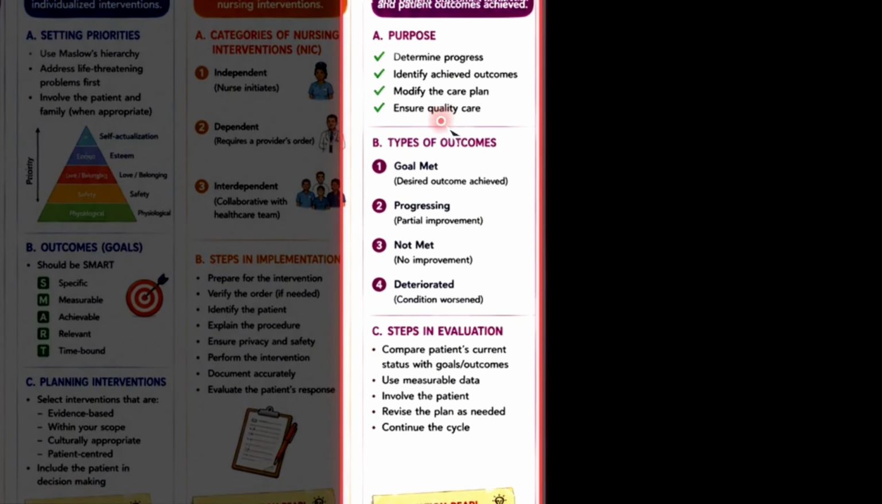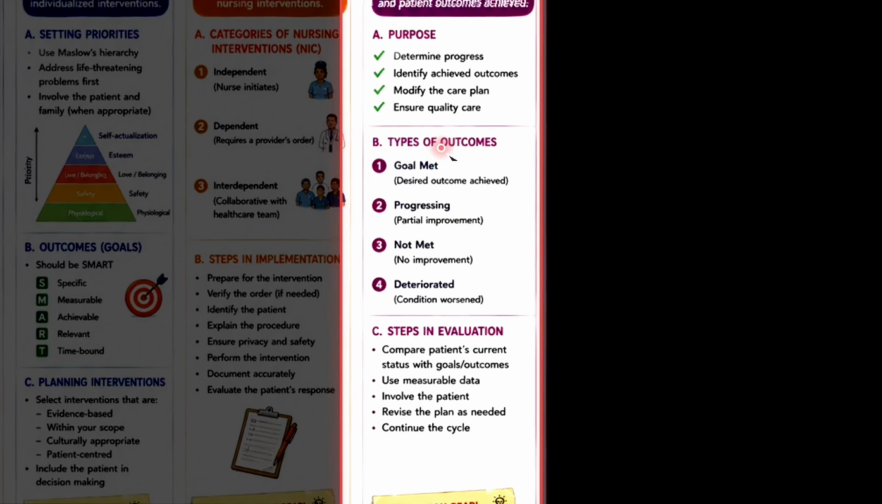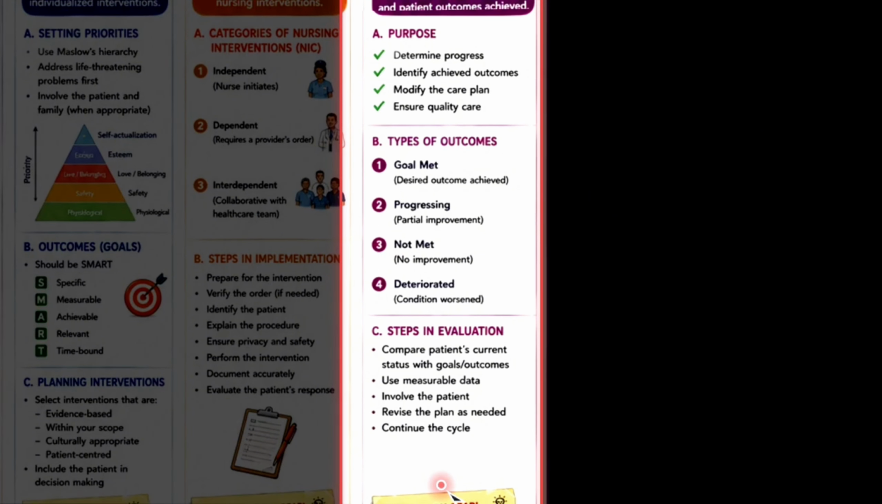Category 3. Not met, meaning no observable improvement occurred, requiring detailed reassessment. And Category 4. Deteriorated, indicating that the patient's physiological or functional status has worsened, demanding urgent clinical reassessment and plan modification. The formal steps in evaluation require the nurse to compare current patient status directly against documented baseline goals, analyze objective and measurable data, engage the patient directly to understand their perspective, modify or completely rewrite the care plan as required, and seamlessly continue the nursing process cycle.